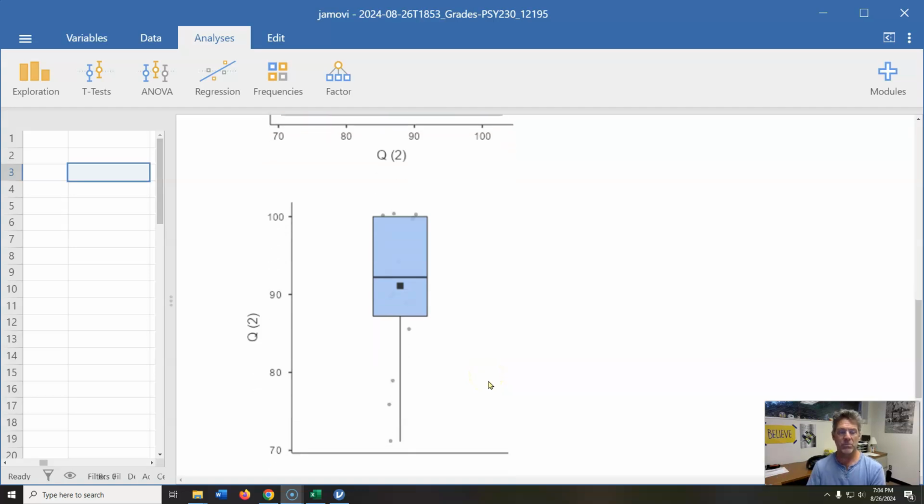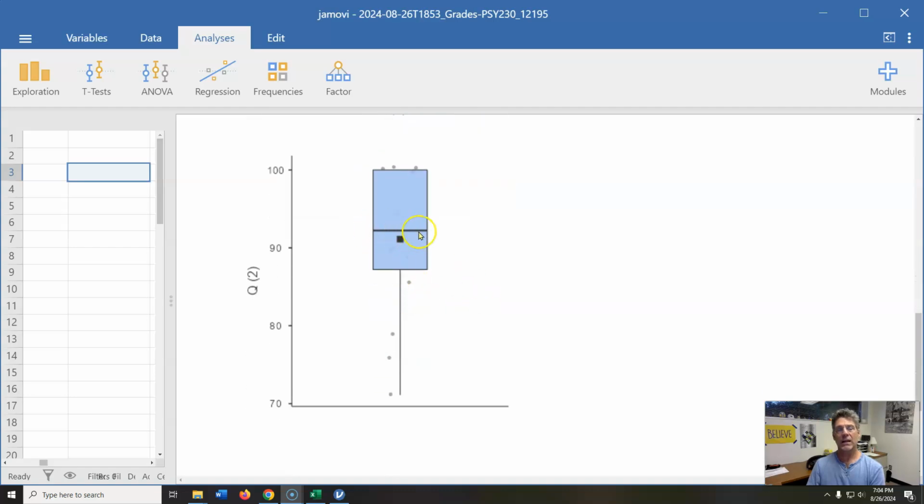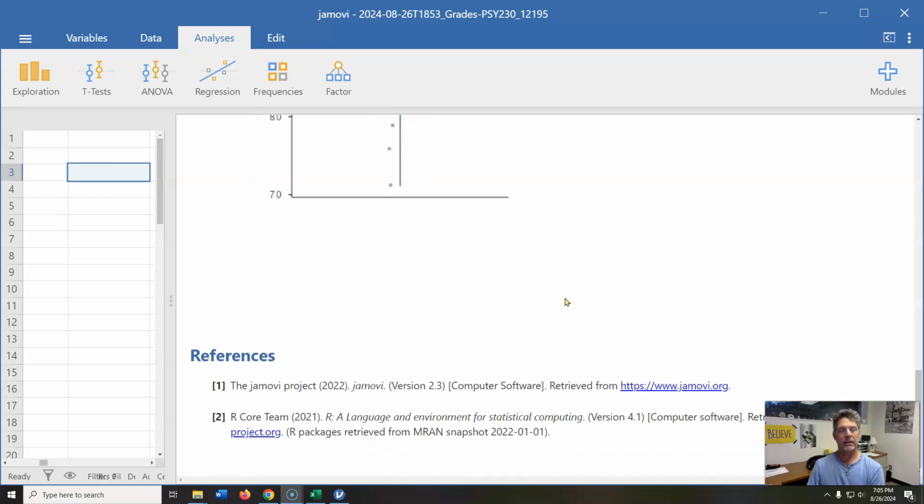Just to see what Jamovi gives us, as you practice with your descriptive statistics deep dive, here's a box plot. As we go back up here, the mean was 91.1, the median is 92.2. So this line right here is the median. This line right here is the 75th percentile. That line right there is the 25th percentile. If you subtracted the difference in those two scores, you would get the interquartile range. And then you can see there's a dot there. That's where the mean is. The mean is a little bit lower because it's getting pulled down by these other scores down here. You can barely see them, but there are dots for everybody's scores. And that's pretty much it as far as how people did.